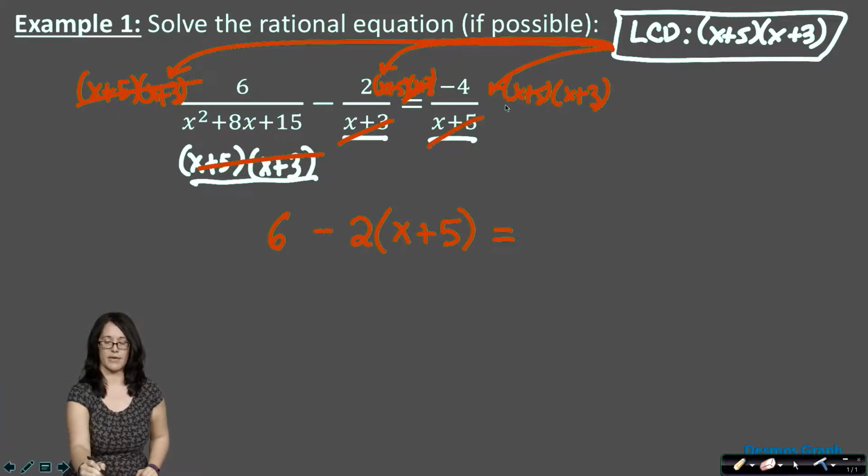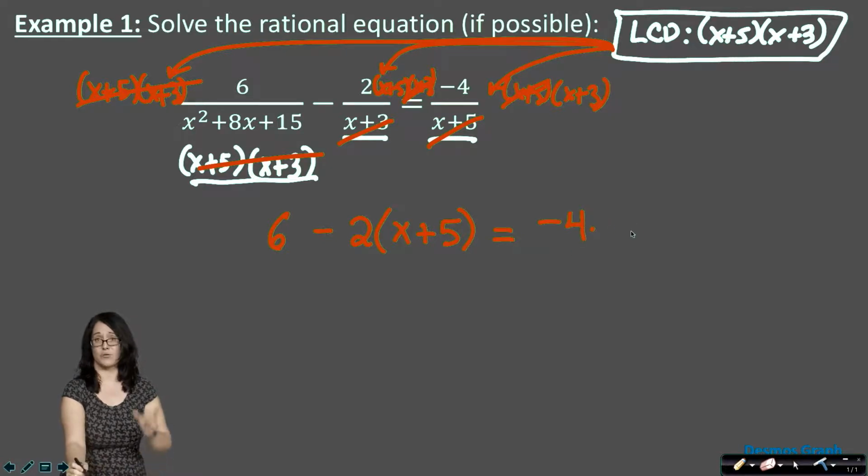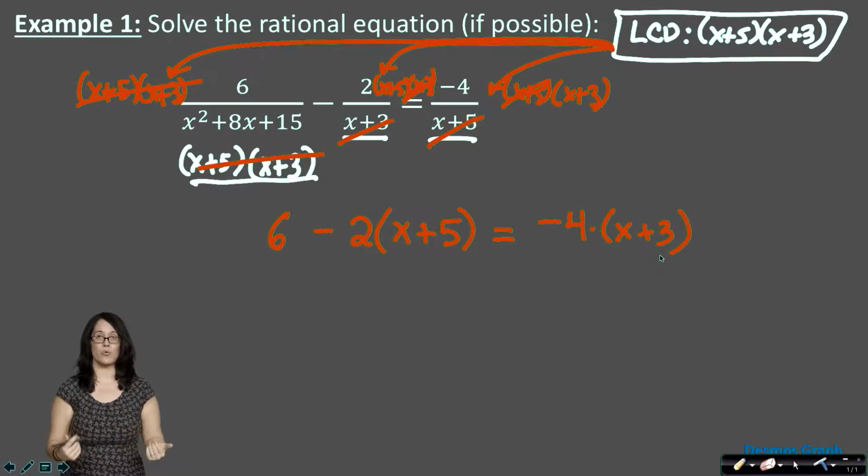The x plus 5 cancels. Well done. So you should still have the negative 4 next to the factor that did not cancel, which in this case was x plus 3. Now we have an equation with no more denominators. That's what we use the LCD to do when we are dealing with a rational equation, to eliminate all denominators.